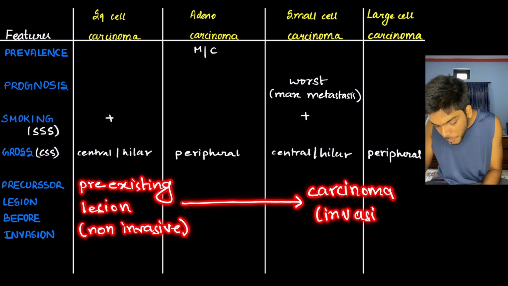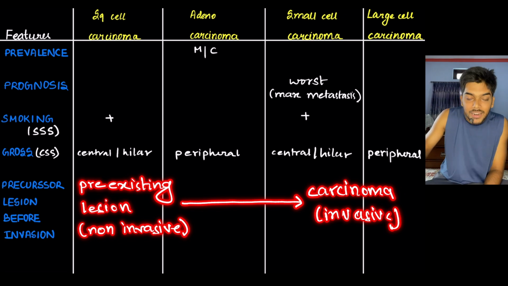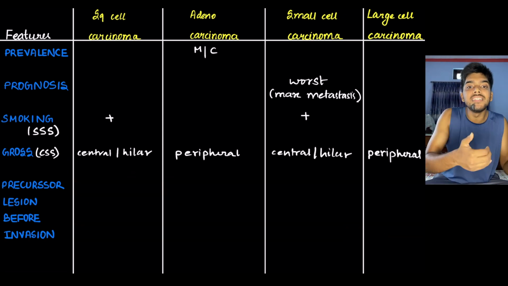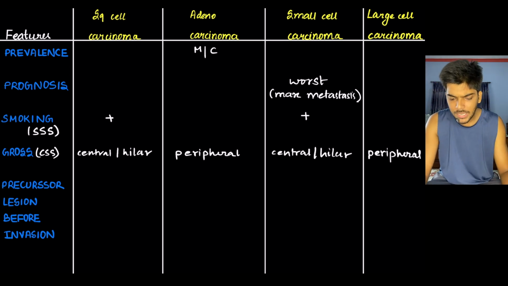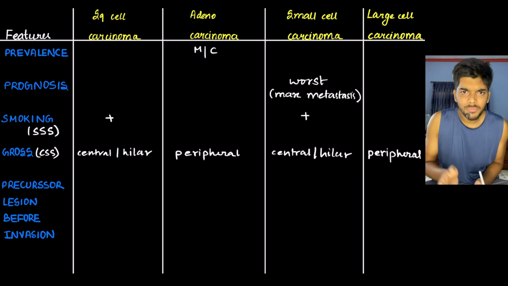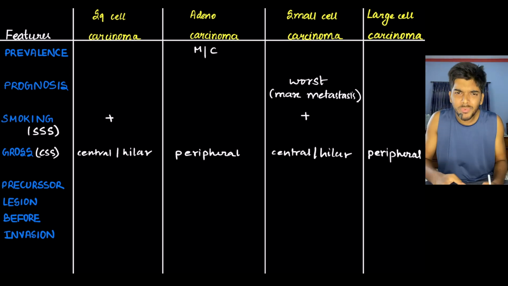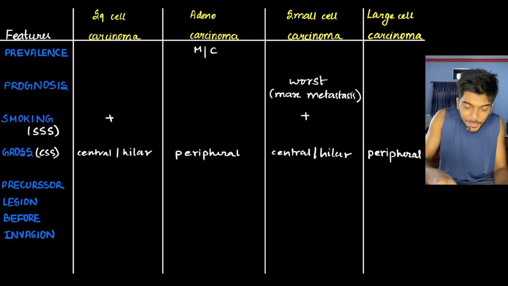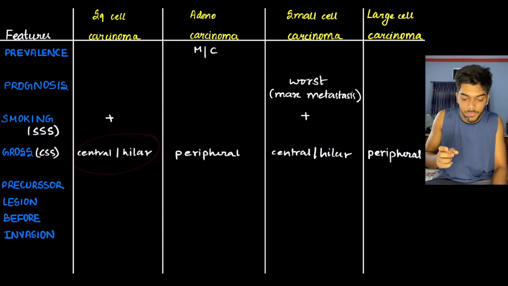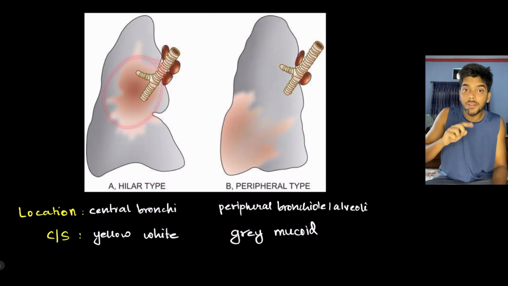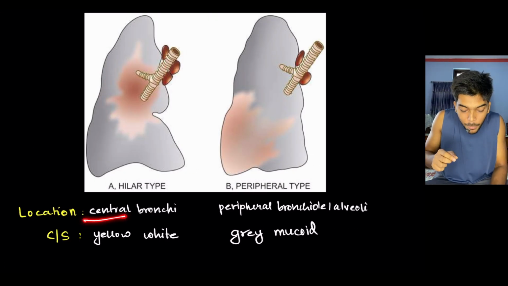So now you need to know, for individual carcinomas, what the pre-existing non-invasive lesions are. For example, squamous cell carcinoma. Again, use a little bit of concept, no need to mug everything up. Squamous cell carcinoma has what type of gross feature? The central or hilar type. That means it arises from central bronchi.